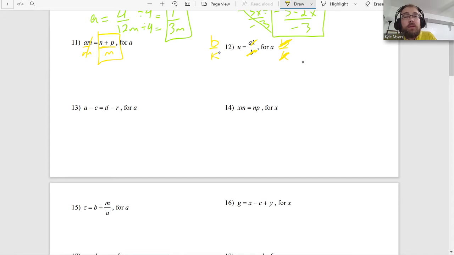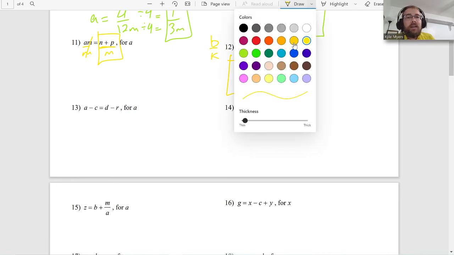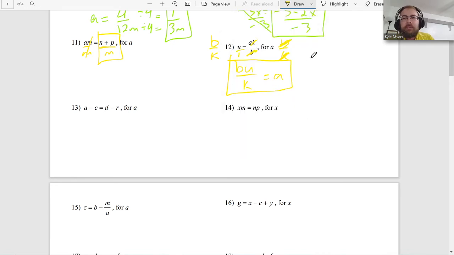Now, when you multiply a fraction by a number like this, remember this number is a fraction. Every number, every letter is a fraction. You can write it as something over 1. So it's b times u, bu, k times 1 is k. All right, that one was a little bit tricky. But anytime you're getting rid of a fraction, you can multiply it by its flip, by its reciprocal.